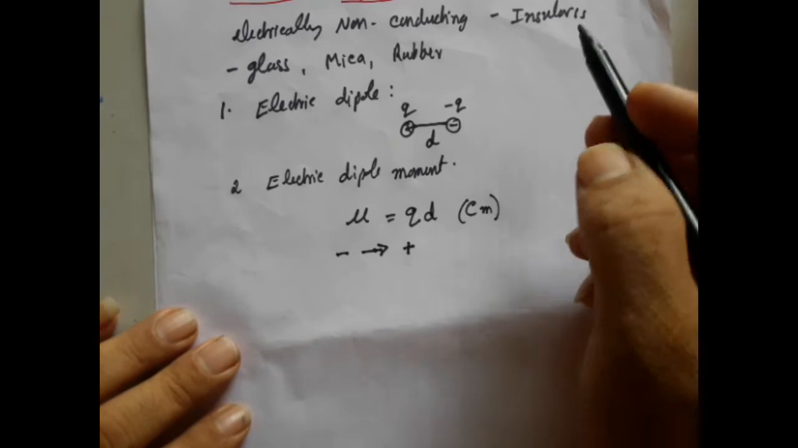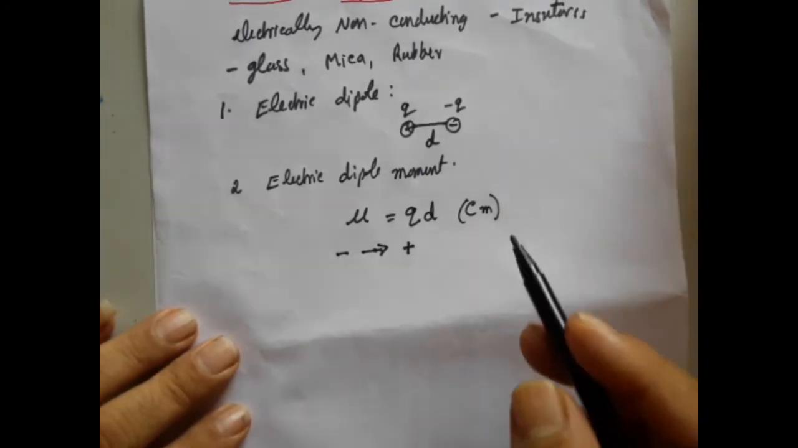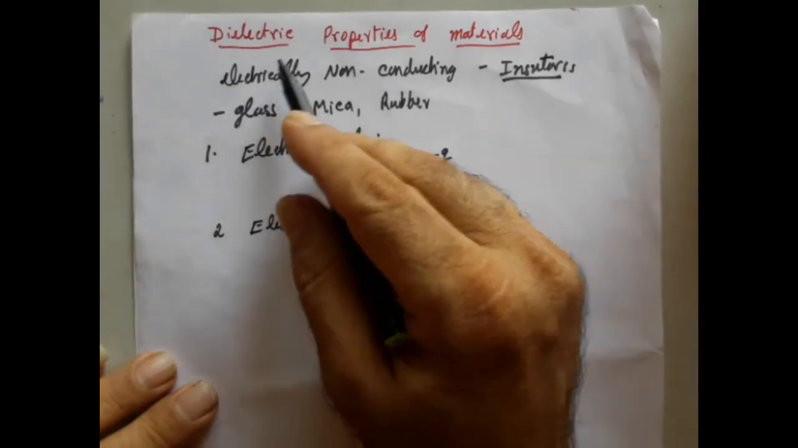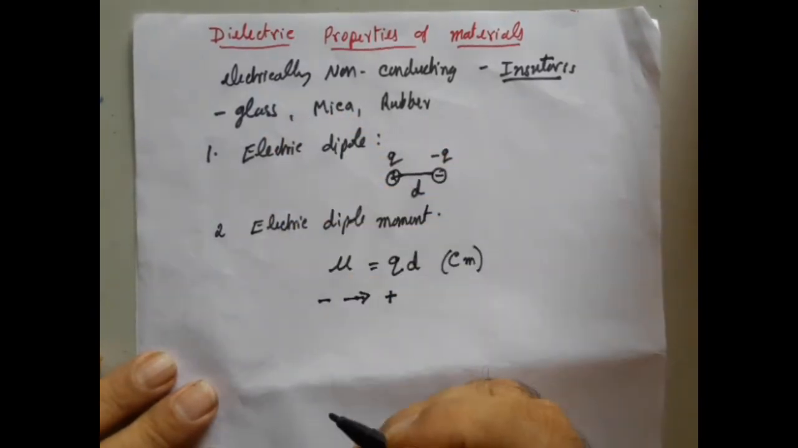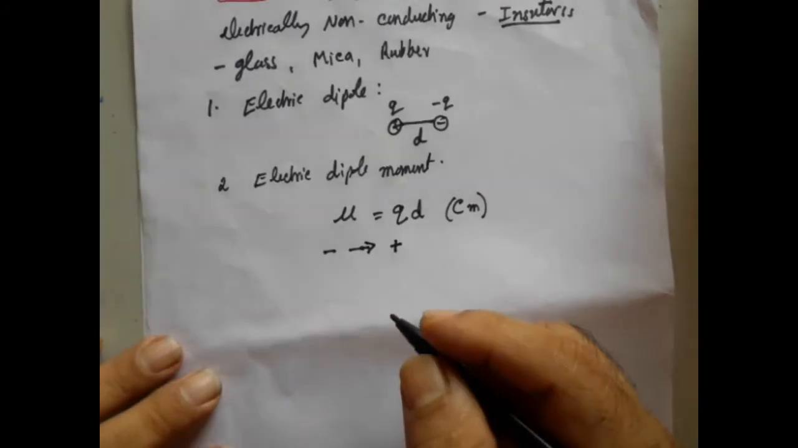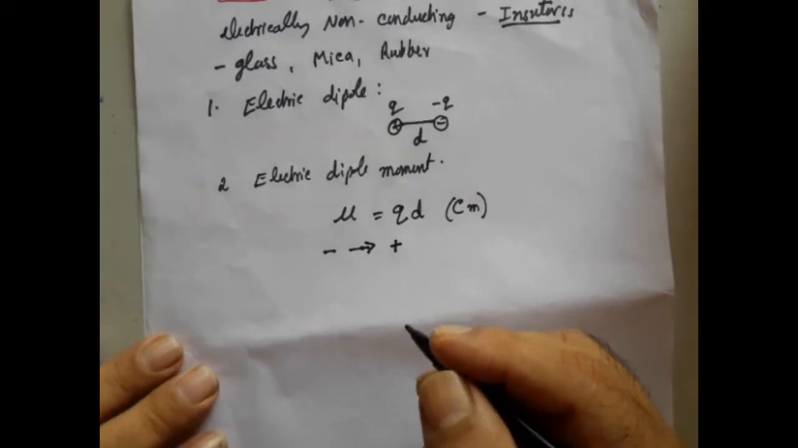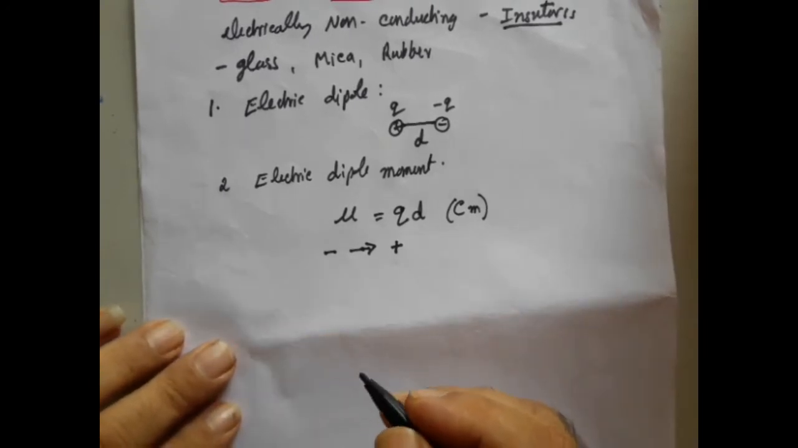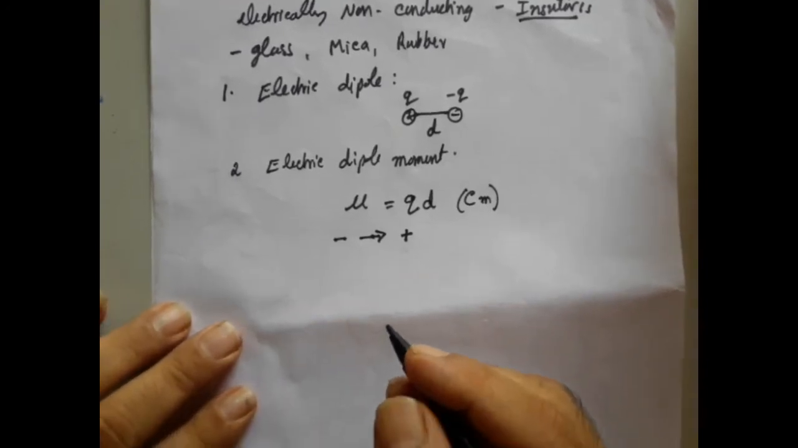Now, whether each and every insulator is a dielectric? Every insulator need not be a dielectric. Therefore, the question is how do I know whether the material belongs to the dielectric class or not? To understand this, let me take two examples.